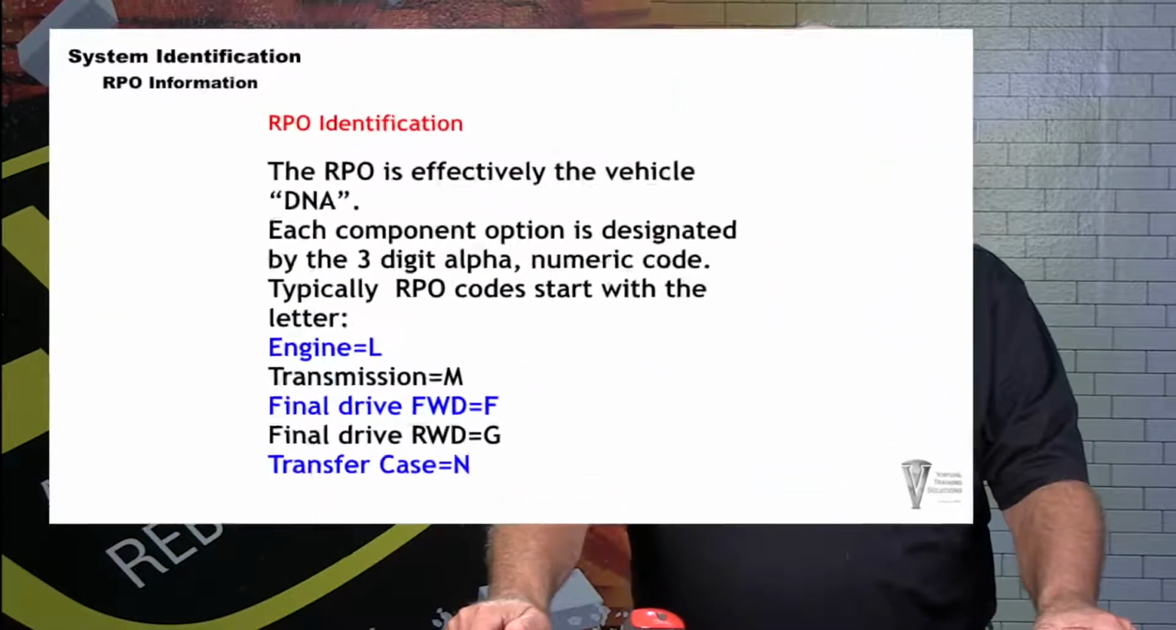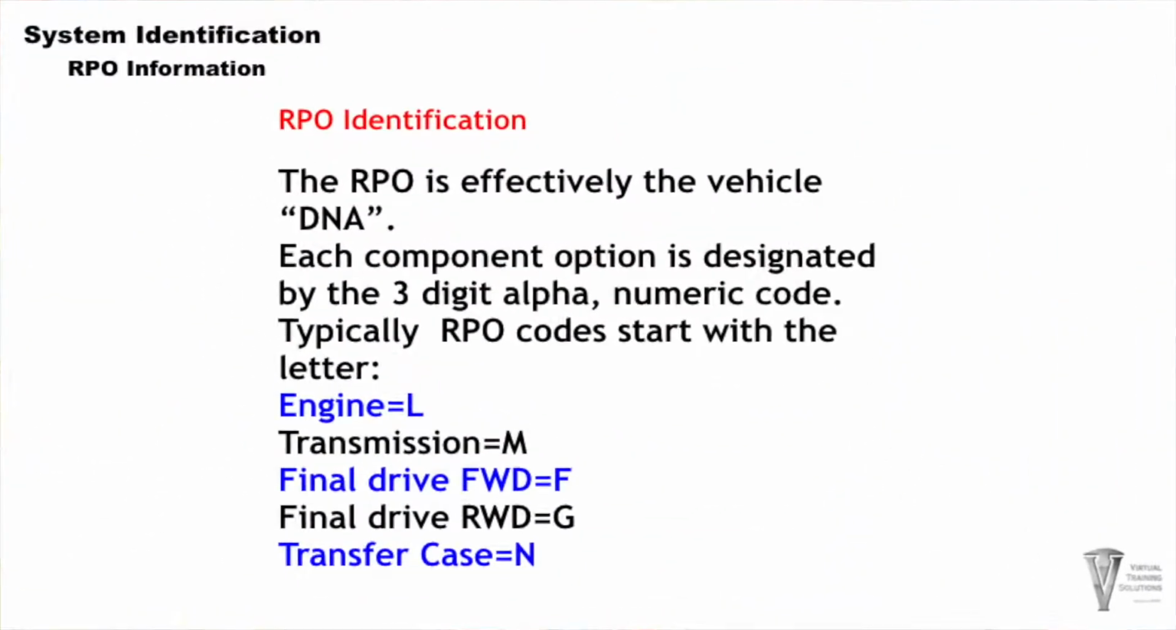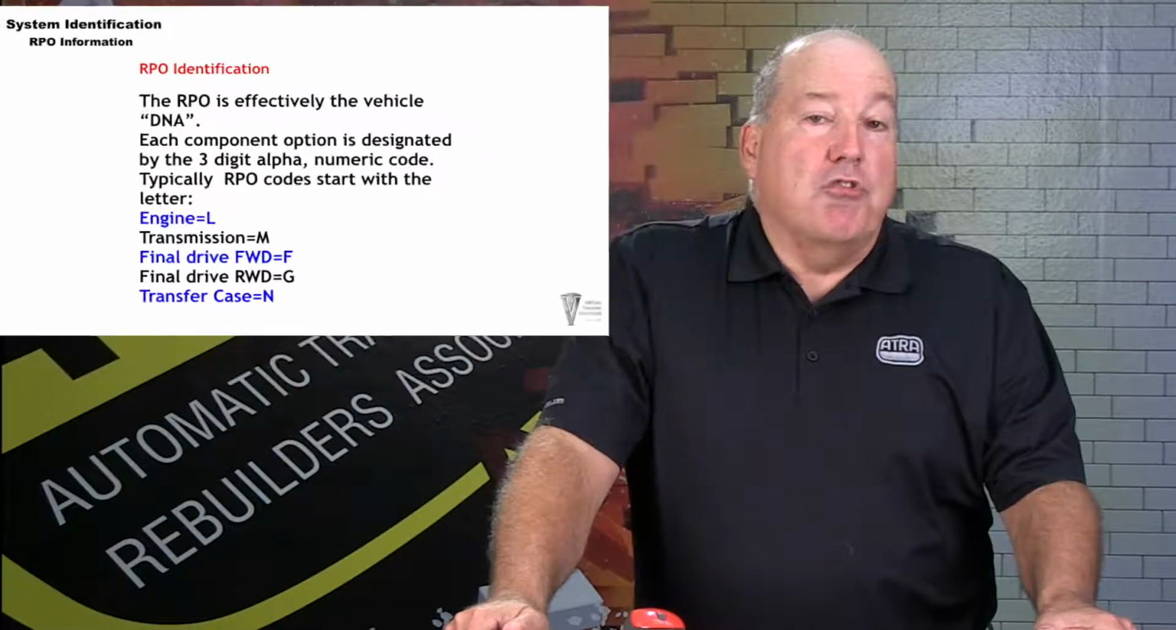So the RPO is effectively the DNA of the vehicle. In other words, how the vehicle was constructed. Each different component that goes into that vehicle for a system is going to in turn have a 3-digit alphanumeric code established for it. Your engine codes will typically start with the letter L, your transmission codes with the letter M, your final drive for the front wheel drives will start with the letter F, your final drive for the rear wheel drive ratios will start with the letter G.